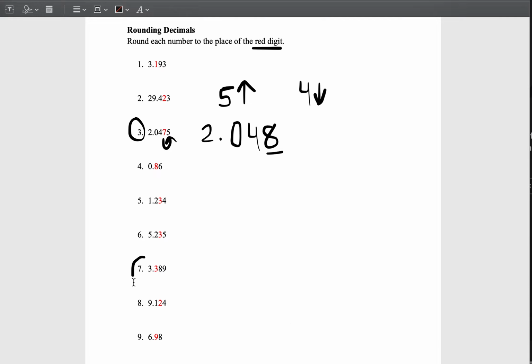Let's do number 7. So we're going to be looking at the red number, which is 3, and the number after that, which is 8. And 8 is definitely above 5, so you would round up. So that would be 3.4. And you could just leave it at that. I think this is really simple too.